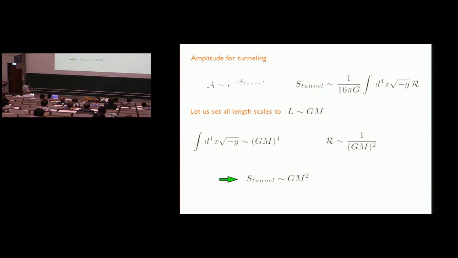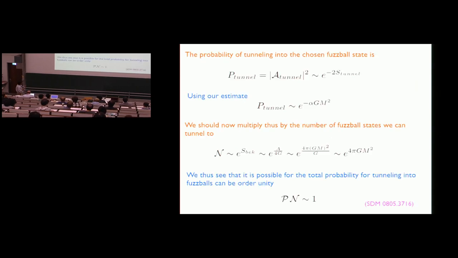Okay, so let's put all length scales to order GM and see what we get for this Einstein action. The volume of space, because all length and time directions are GM, just gives you GM to the power 4. The curvature scalar of Einstein has units of 1 over length squared, so that gives you this. There was one more G outside, and I'm not going to worry about 16ths and pi's. So you find the action is, up to a factor of order unity, 1 power of G and 2 powers of M.